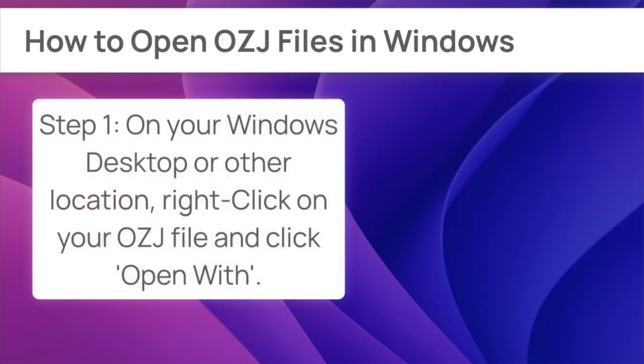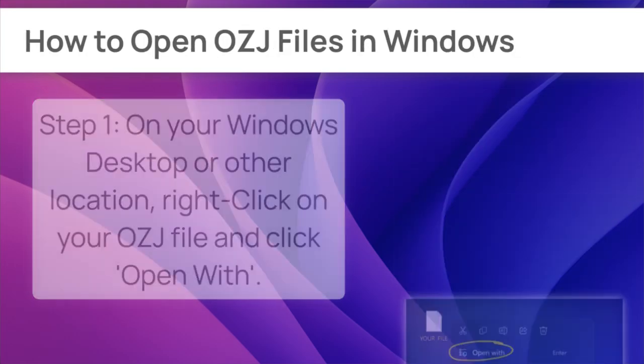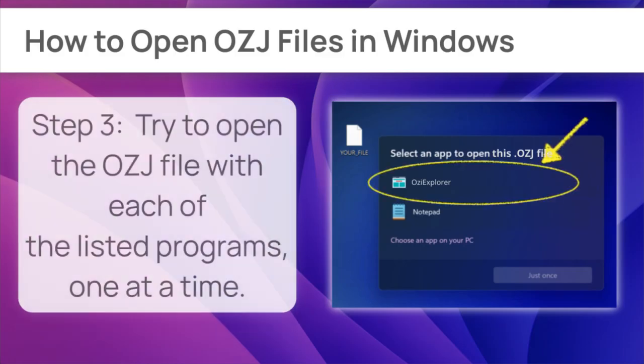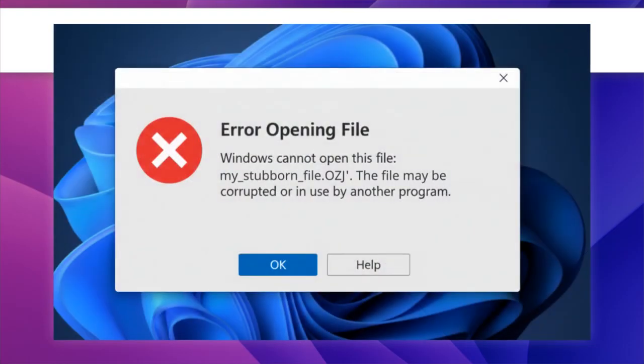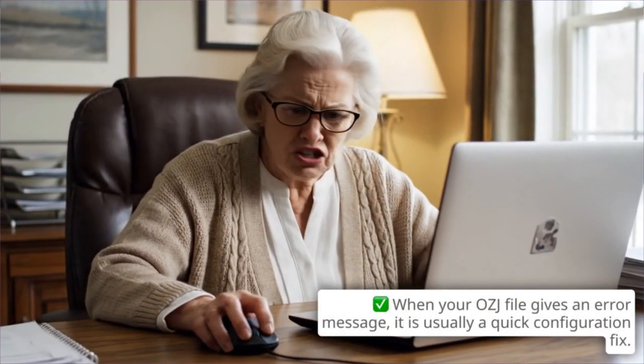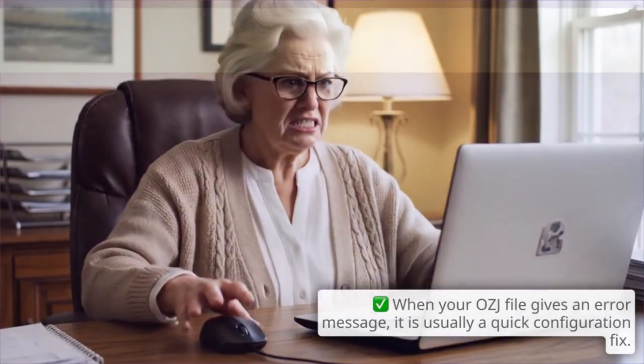To begin troubleshooting, right-click the OZJ file and choose Open With. If you have OziExplorer available, that's your first option. Otherwise, select another program. It's often necessary to test multiple apps. If your OZJ file still refuses to open, stay calm. Given the primary failure, we need precision. Execute these 3 specific troubleshooting moves to identify why the OZJ file won't cooperate.